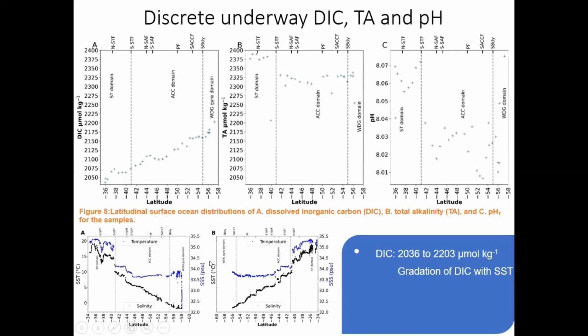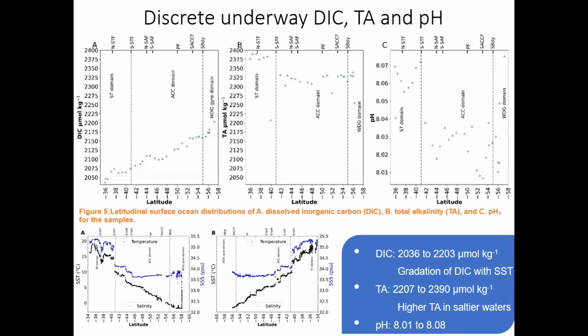But for the total alkalinity, we see the variability follows the variability of salinity, the sea surface salinity, where we can say that we have higher TA values in the saltier waters. And for the pH on a total scale, during the cruise there is an overall decreasing trend southward. That is, you have lower values in the tropics and higher values in the westerly domain, where you have low temperature. So this is the distribution we have from the discrete samples.